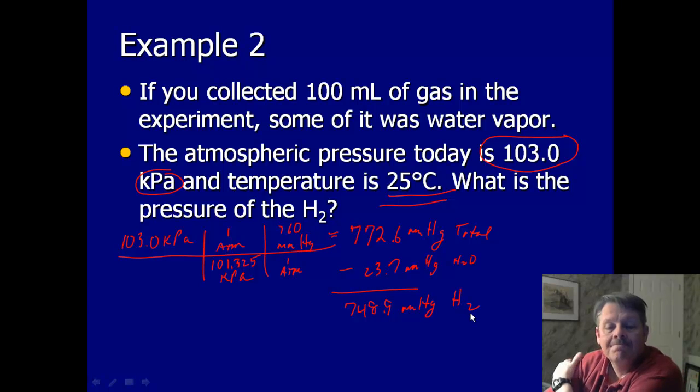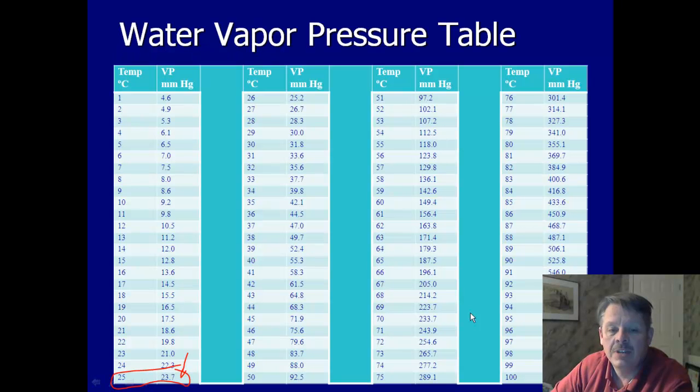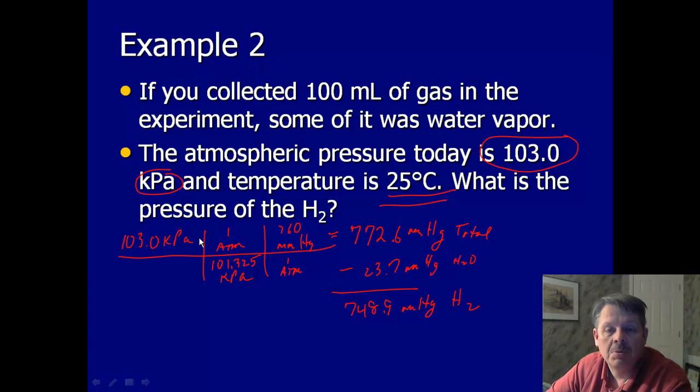Hopefully that helps. Now guys, you could have done the entire thing in kPa. That would have been fine. But then you would have had to take this 23.7 that we have there, which is in millimeters of mercury, and convert it to kPa. And that would be fine.